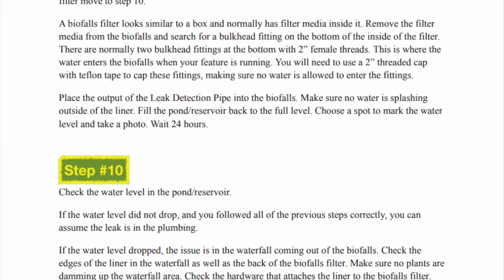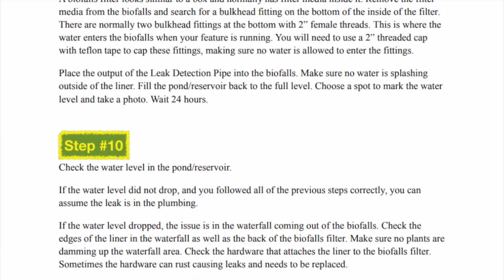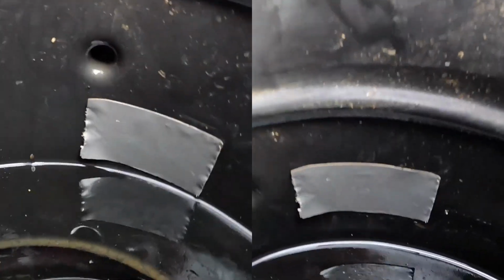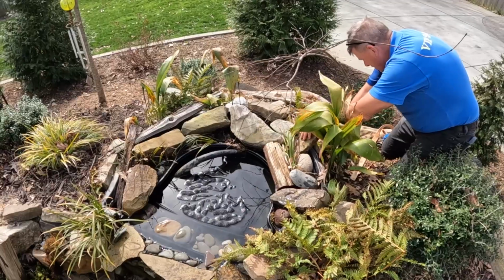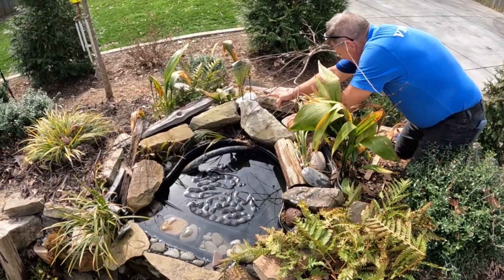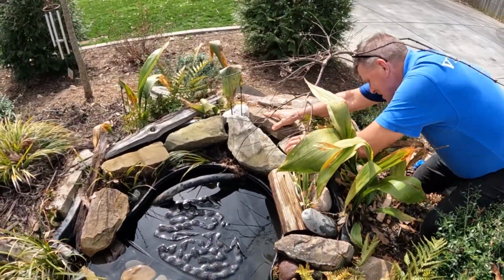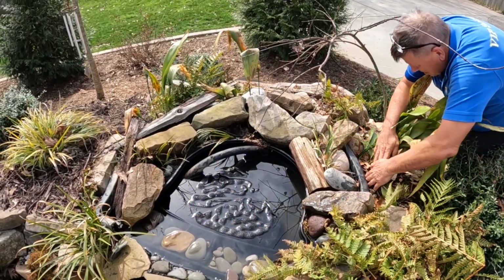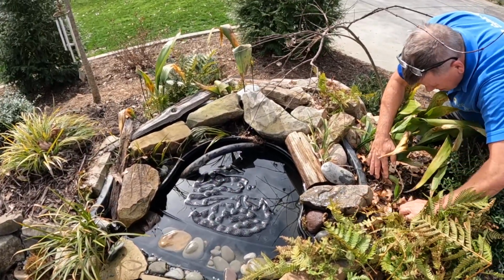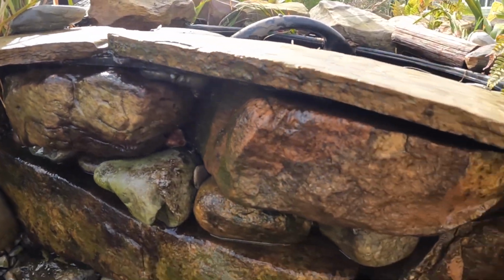If the water level did not drop and you followed all previous steps correctly, you can assume that the leak is in the plumbing. If the water level did drop, then the issue is in the waterfall coming out of the biofalls. Check the edges of the liner in this area as well as the back of the biofalls to make sure no water is coming over the back. Make sure no plants are damming up the waterfall area, and check the hardware that attaches the liner to the biofalls. It should be in the front right by where the waterfall comes out of your biofalls. Sometimes this hardware can rust, causing leaks, and needs to be replaced.